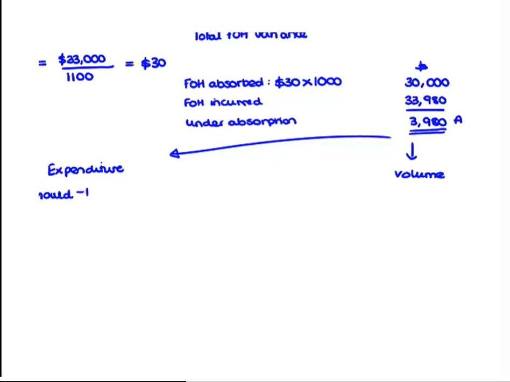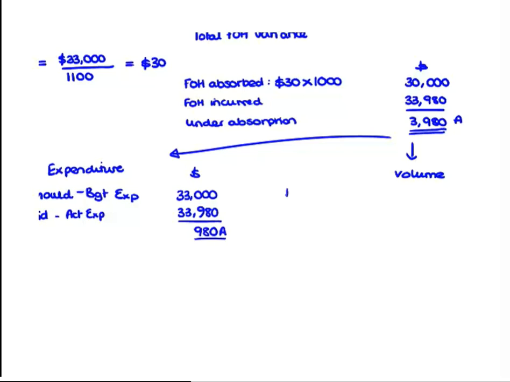So the should is going to be our budgeted expenditure on fixed overheads, which was 33,000, and our did will be our actual expenditure. So our actual expenditure was $980 more. So we've got an adverse variance of 980.